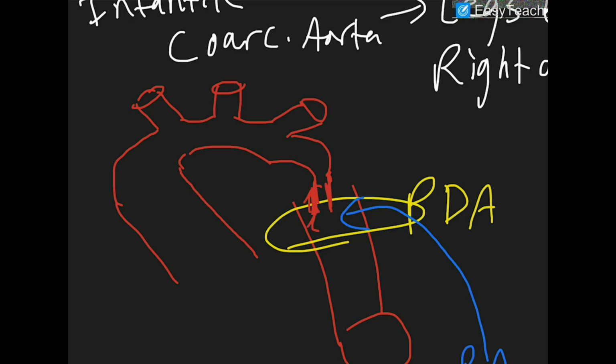Basically like that, and then it gets to normal, right? If we draw a narrowing like that, but this is preductal though, then that means that blood is not able to get from here past the ductus arteriosus and into the descending aorta, right? Because this part is very narrow, so blood cannot get through.